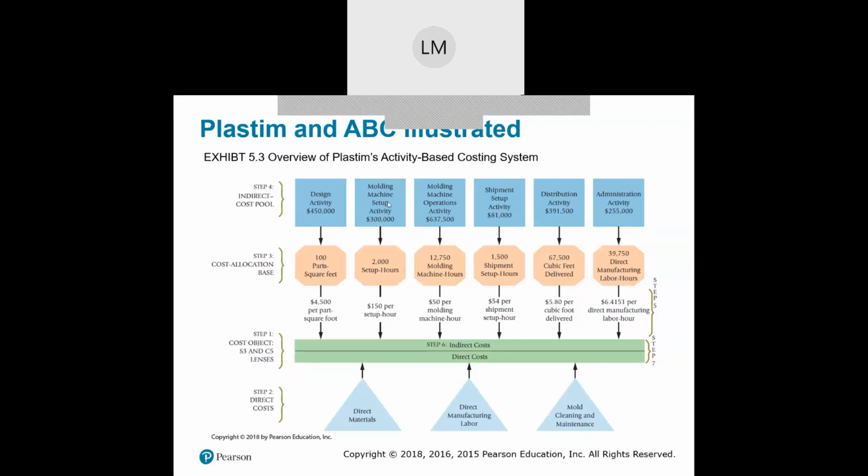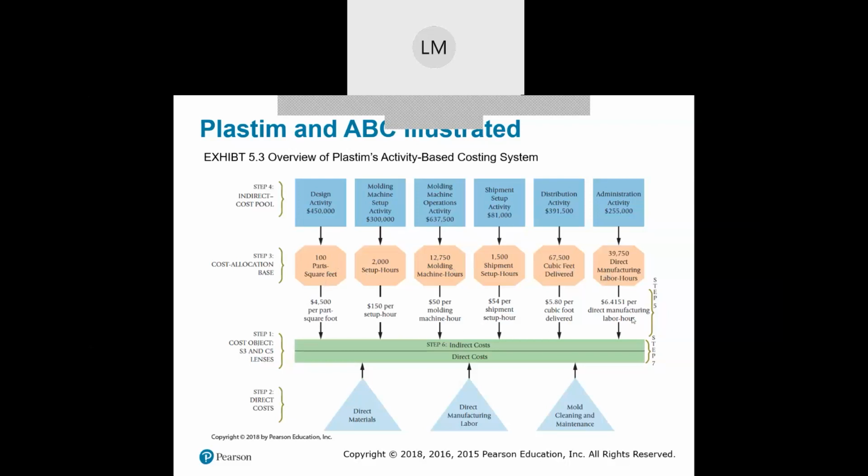Molding machine setup activity, we'll probably do that based on the number of setup hours that we do. Molding machine activity, we're going to base our overhead of $637,500 on 12,750 molding machine hours. And what do I get? I get an allocation rate for each activity.